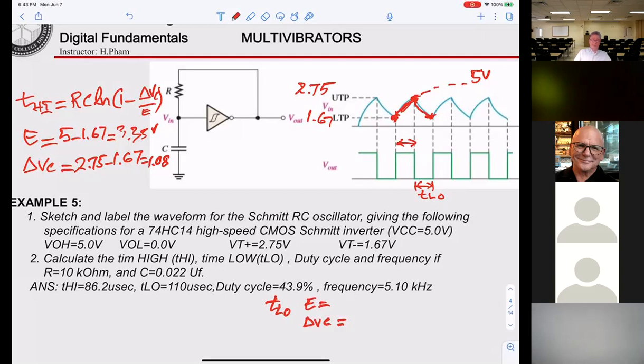So for the low time, what does E equal? Perfect. What is delta VC? Same, 2.75 minus 1.67. Same thing, 1.08.